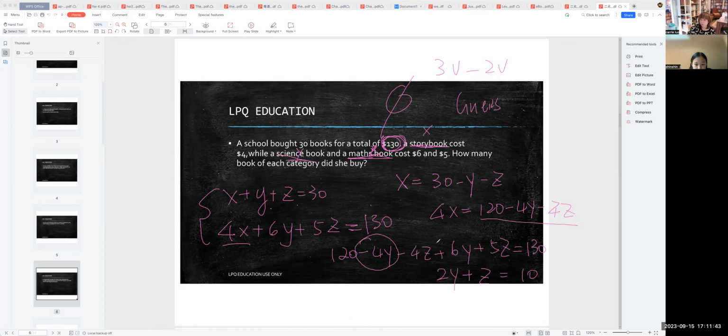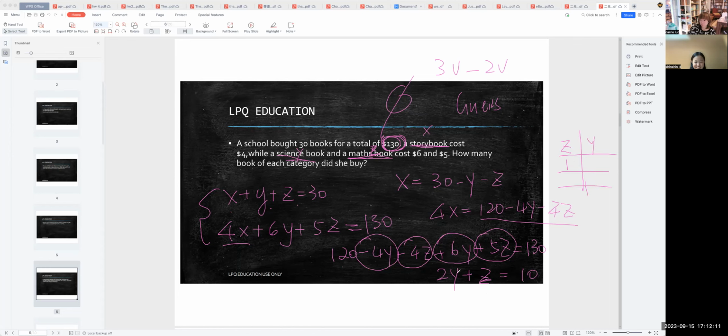Negative 4y plus 6y equals 2y. Negative 4z plus 5z equals z. 120 minus, so it's 1. So how do I do it? Okay, you can do when z and y. This is simpler, right? When z equals 1, is there a possibility that y is an integer? Why only integers? Star, have you ever bought half a book? Have you ever bought half book from the bookstore?